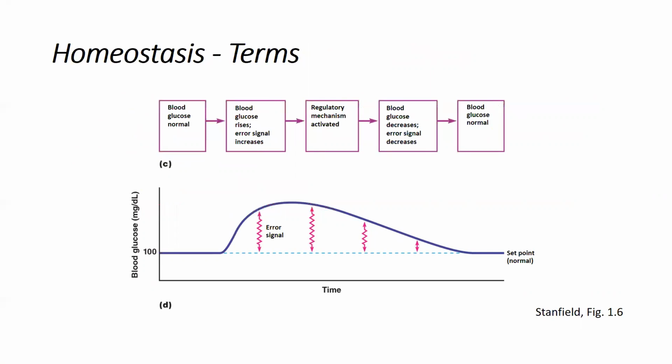Image where blood glucose is normal at about 100 milligrams per deciliter. We eat something which spikes it up, right? And then this self-correcting feature brings the glucose back down to where we want it at the set point.